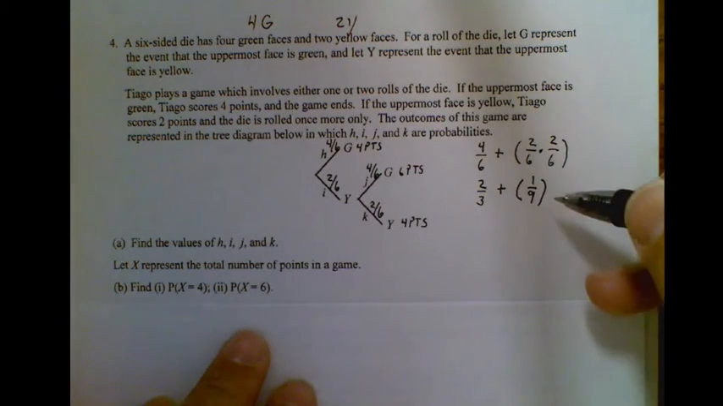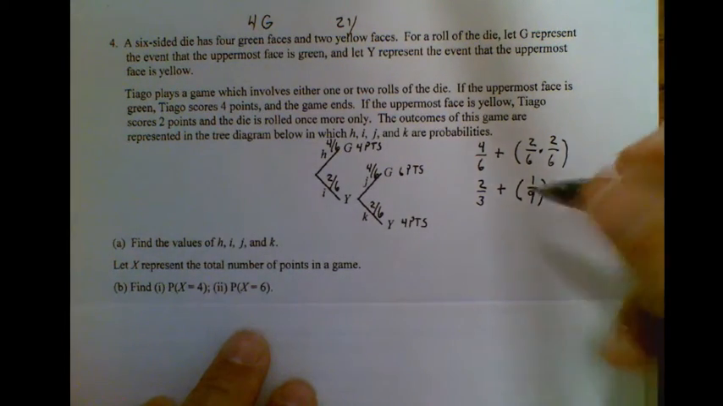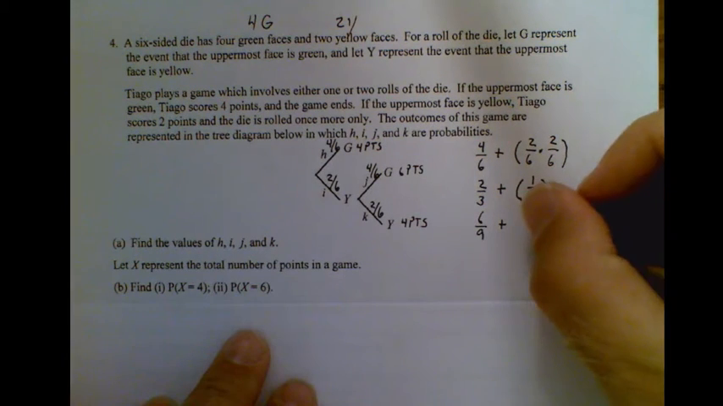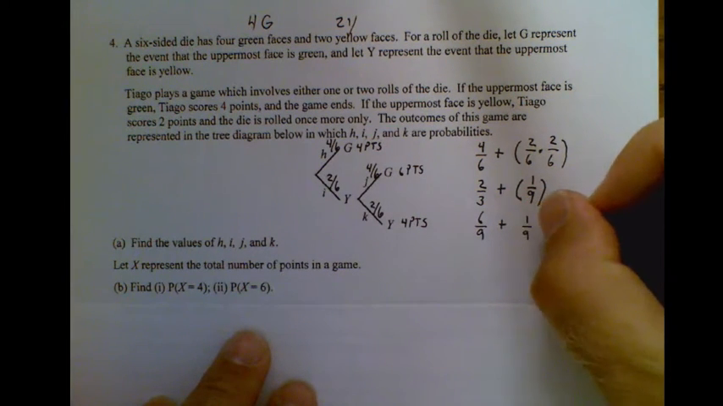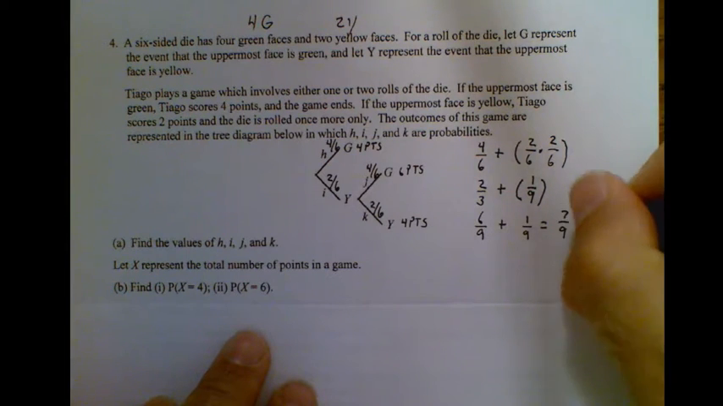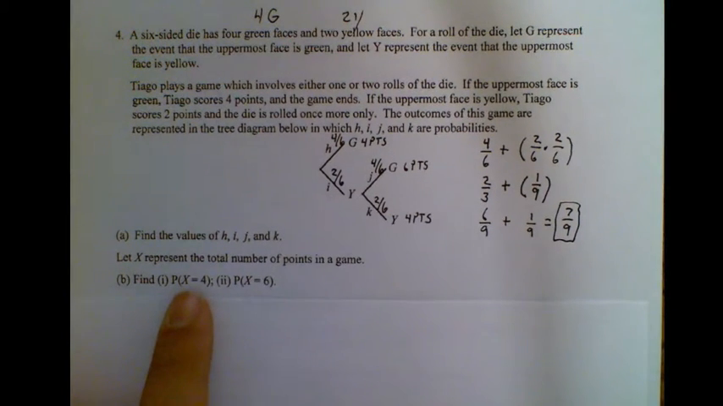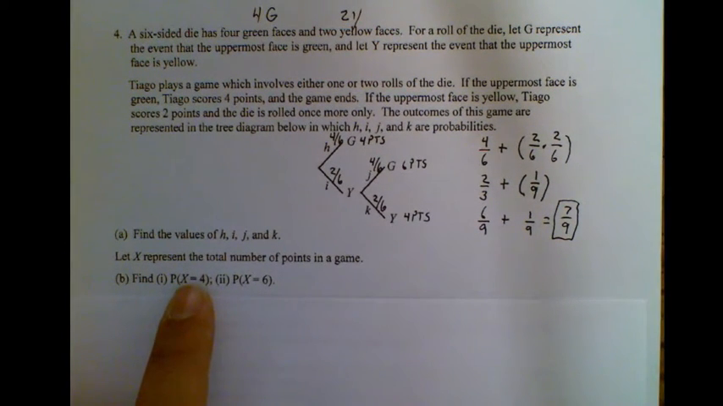I guess I need common denominators, so 2/3 could become 6/9. So 6/9 plus 1/9 is 7/9. That would have been our answer for the 2 possible cases that could have given him 4 points.